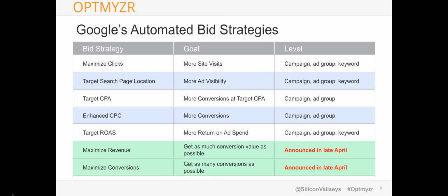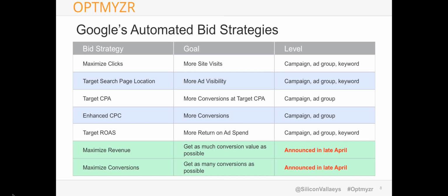Now other companies are very brand sensitive, and they might say for some of our branded keywords, we absolutely want to be at the top of the search page. We don't want to be on the right-hand side. We don't want to be on the second page of the results because very few people go to that page. So in that case, you have something like target search page location, where Google will automatically manage your bids to be either at the top of the page or be on the first page of the search results.